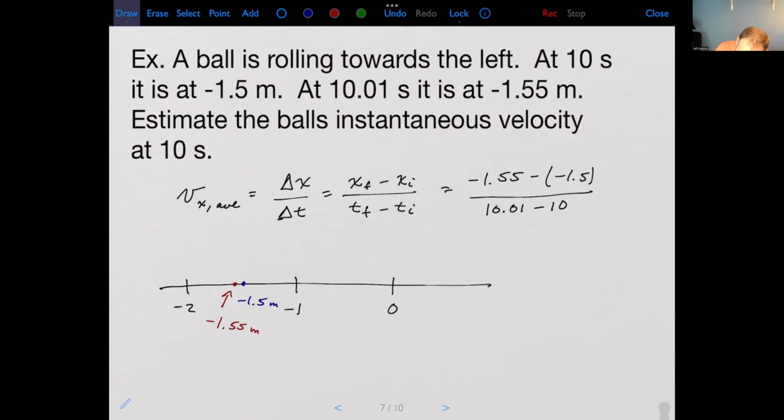So if you work this out, this is going to be equal to negative 0.05 divided by 0.01, which is equal to negative 5 meters per second. So that's a pretty good estimate of the instantaneous velocity. This object is moving to the left, that's what the negative tells you, and its magnitude is 5 meters per second.